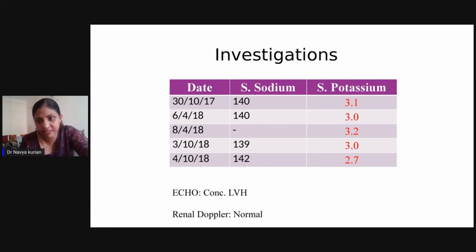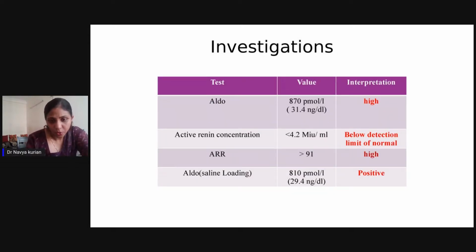On reviewing his previous investigations, it was found that he was having persistent hypokalemia. His echo revealed concentric left ventricular hypertrophy, and his renal artery Doppler was normal. So, in the context of hypertension and hypokalemia, the primary diagnosis was primary hyperaldosteronism. So we proceeded for screening of primary hyperaldosteronism, which is the aldosterone-renin ratio. The plasma aldosterone concentration of the patient was very high, and his active renin concentration was below the detection level, and the ratio was very high. So, since the screening test was positive, we proceeded for confirmatory testing, which is the saline loading test.